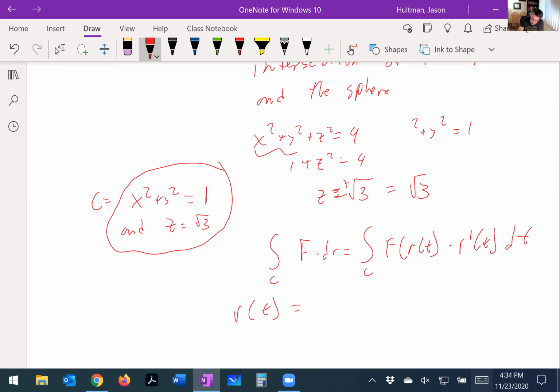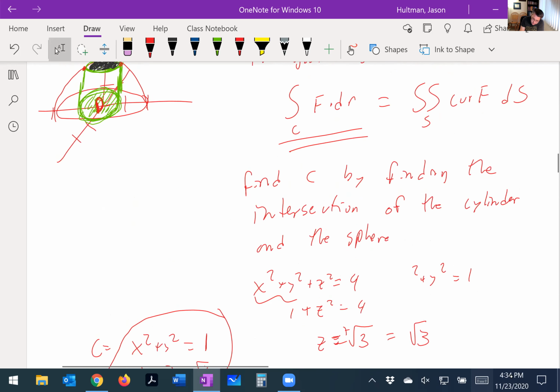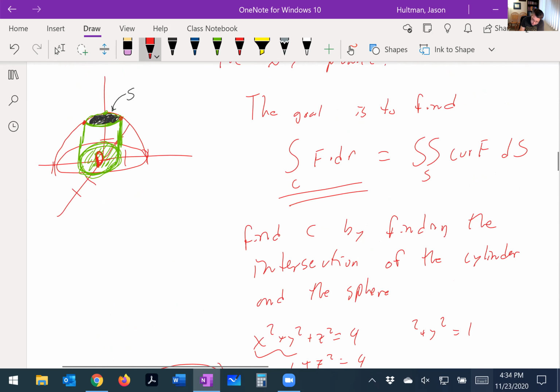Okay, remember that C is not all of the area inside. C is only this line. Okay, this line integral that goes around. This is C. When you're looking down, it'll look like this. Okay, this is C. It's just a line integral.